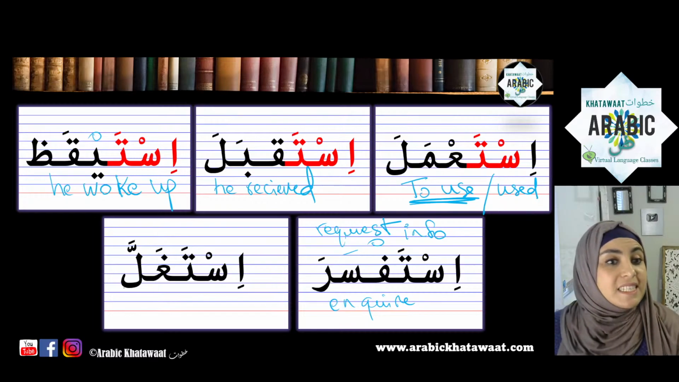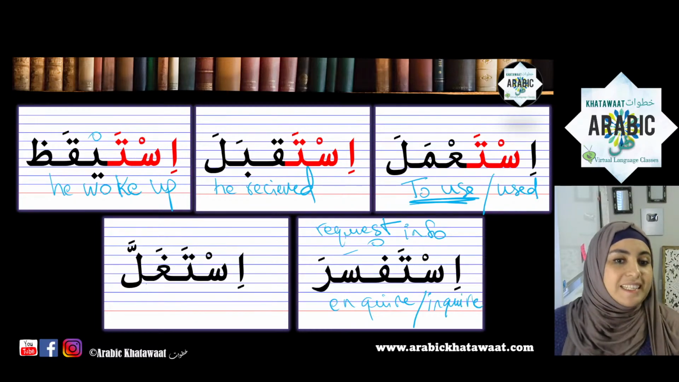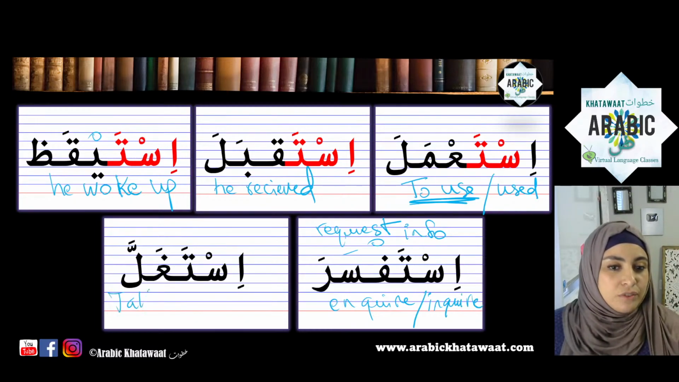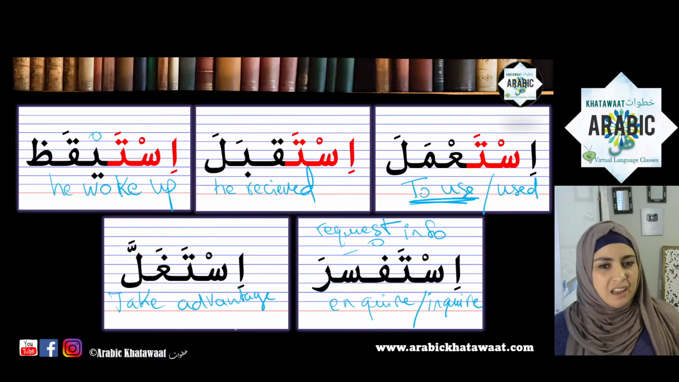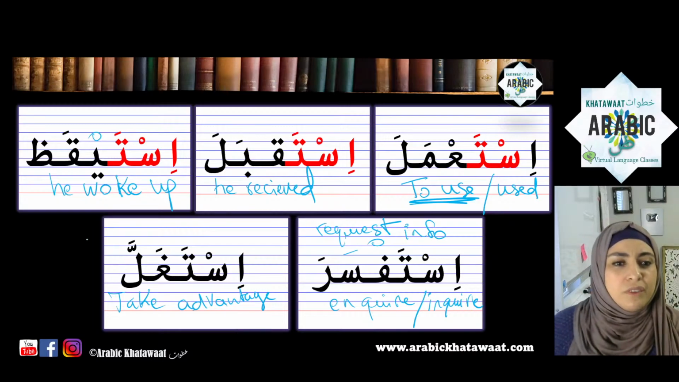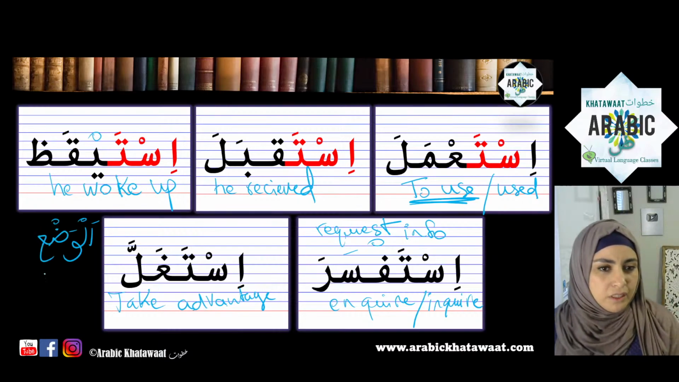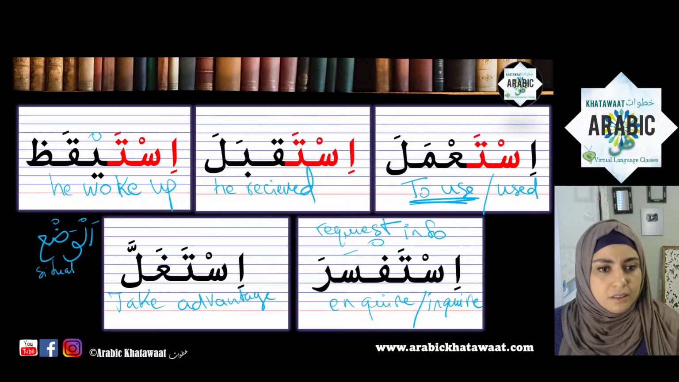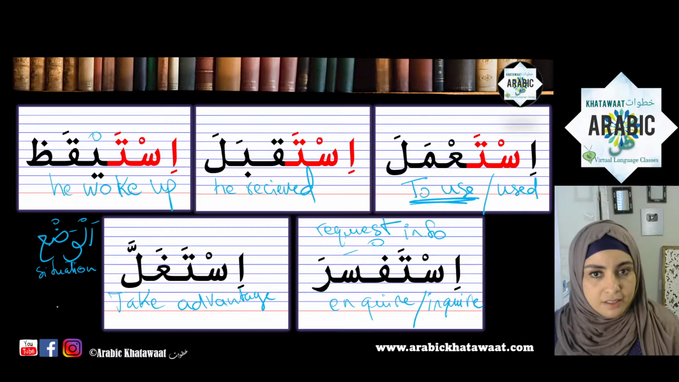And then we have استغل. So we do inquire, both these spellings. استغل is to take advantage of something. So we say استغل الوضع. He took advantage of the situation. الوضع. استغل الوضع. ممتاز. جميل جدا.